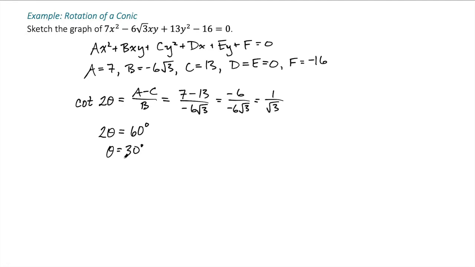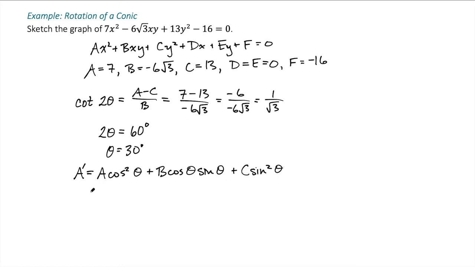All right, so we've got our 30 degrees. Now we're ready to go through and find all of our different coefficients, the A prime, C prime, D prime, E prime, and F prime. So we'll start with the first one. A prime, the formula is A cosine squared of theta plus B cosine theta sine theta plus C sine squared theta.